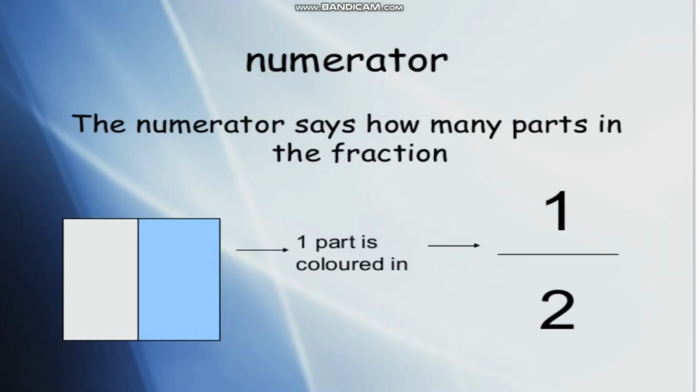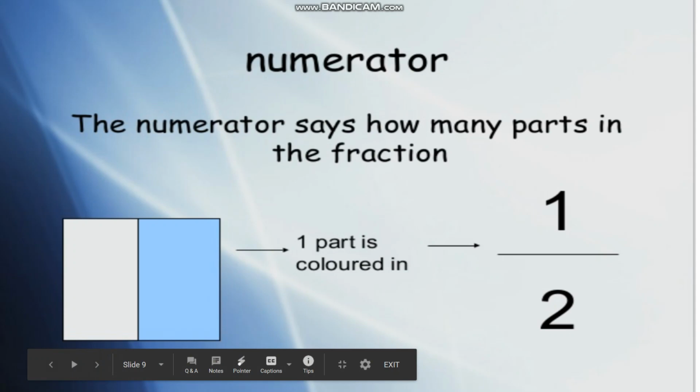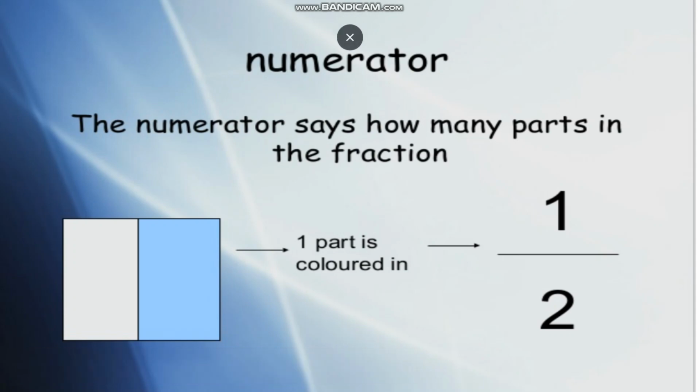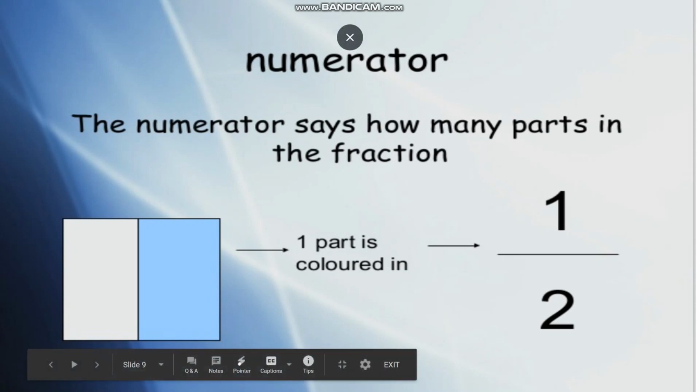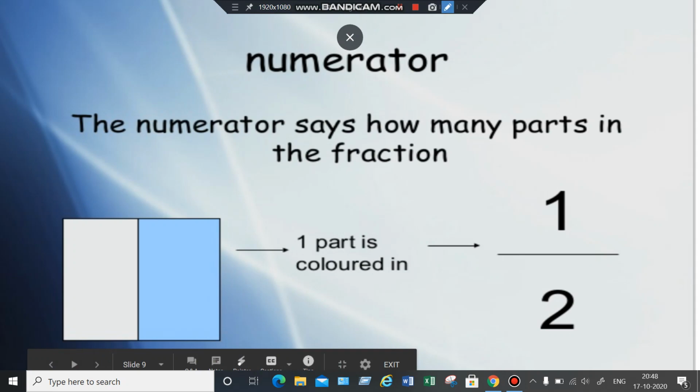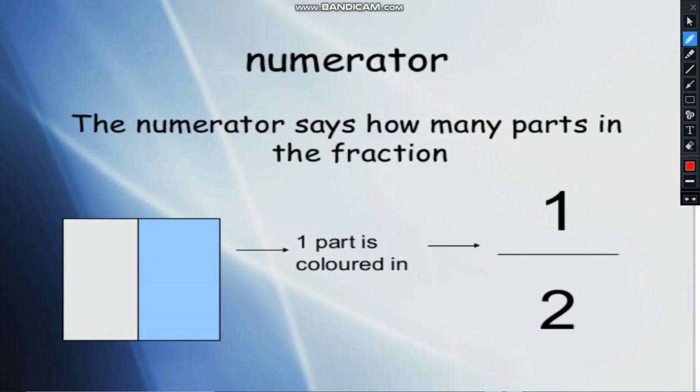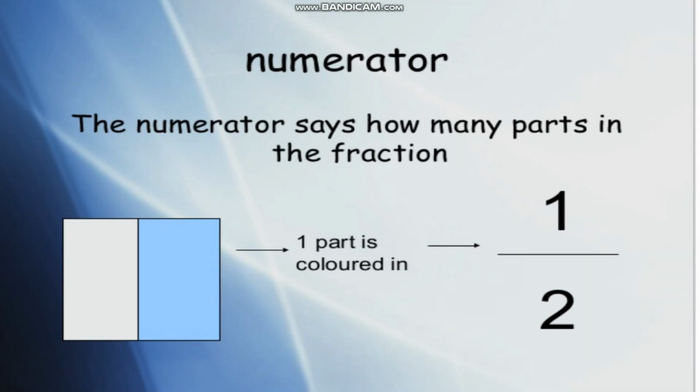Now we will talk about the numerator. What the numerator tells us is how many parts of the fraction we are taking away. What part is the colored part, or which part are we separating? So over here we can see one part is colored out of the 2 parts. So 1 by 2. We will be writing like this. So we will write here 1 and 2 here. The colored part is represented by the numerator.